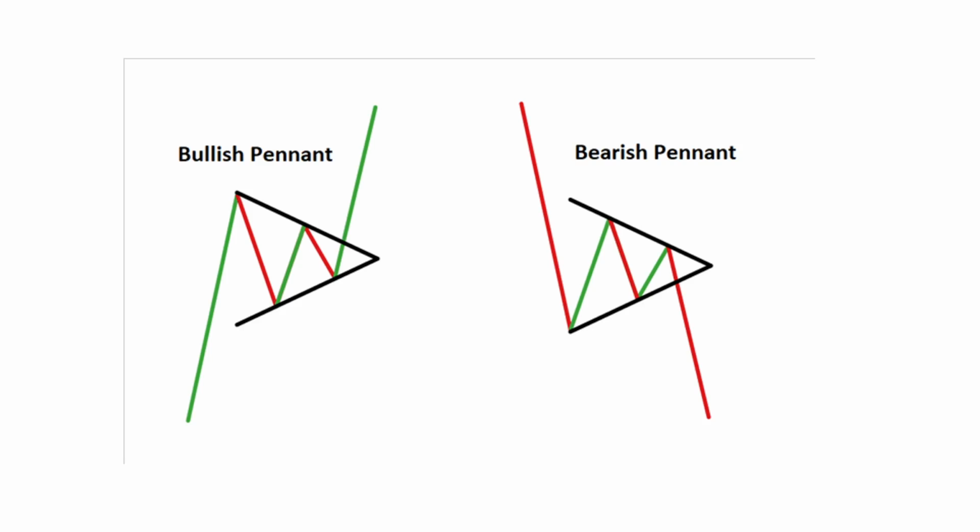This is a bullish pennant and bearish pennant. It's very similar to the flag patterns, except they just form these pennant formations or triangles. It's a contraction in highs and lows.